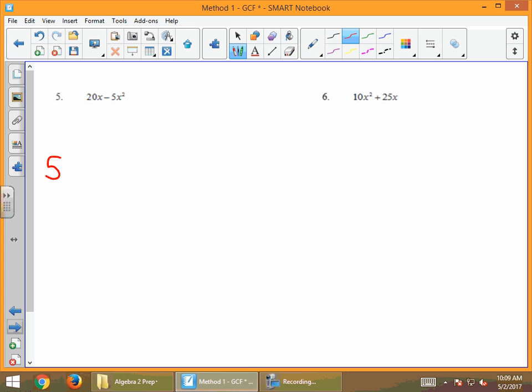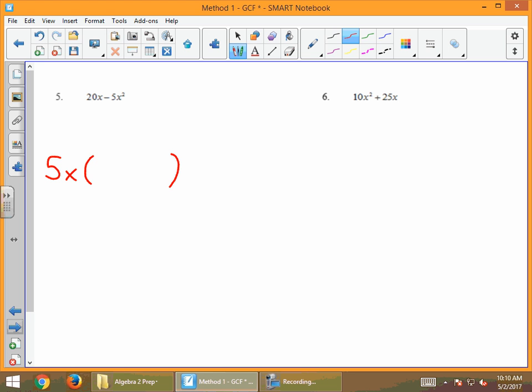Do they both share a variable? Okay. What is the smallest variable of these 2? Well, we have an x and an x squared. Which one's smaller, x or x squared? X. So the most I can take out of both is an x. Down the road, you'll see some problems have x to the 7th and x to the 5th. Which one's smaller? X to the 5th. That's the most you can take out of that. So we do have our GCF of 5x.